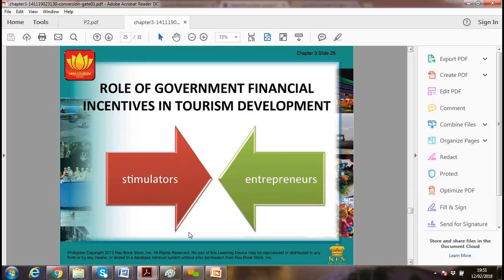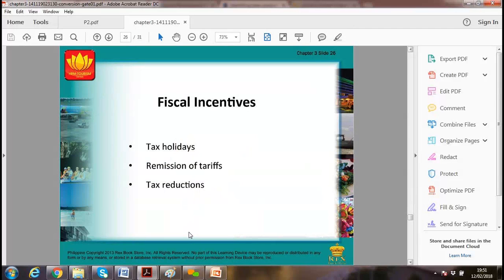The role of government: financial incentives in tourism as a stimulator. Yes, they can stimulate, and entrepreneurs have to work together with them. Fiscal incentives could be tax holidays, remission of tariffs, tax reduction. There might be a few tax-free zones where there is no tax. Maybe for 5 years we don't charge you any tax on any business you do in these areas, in order to promote these local areas.